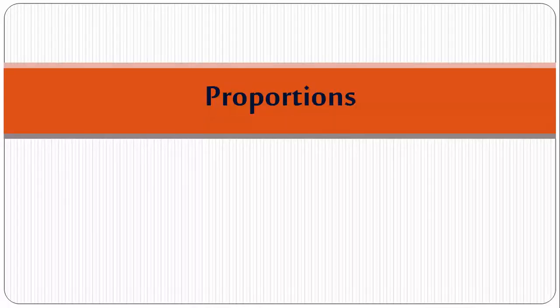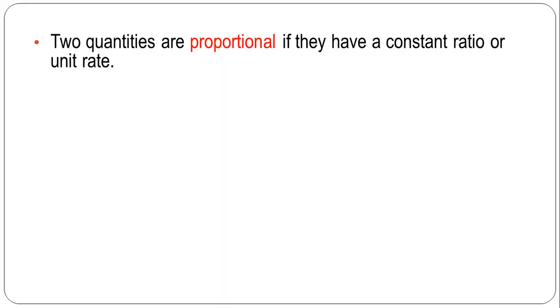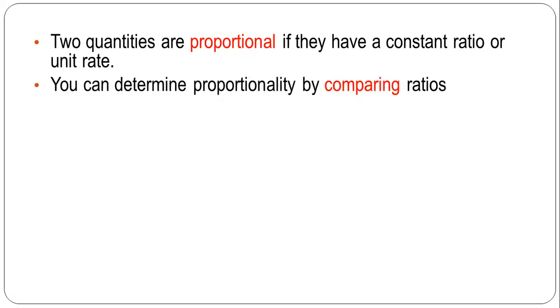Now, let us come to proportion. Two quantities are proportional if they have a constant ratio or unit rate. Kapag yung dalawang quantities or dalawang variable na kino-compare natin ay merong constant na ratio, proportional ang tawag doon, or proportion. You can determine proportionality by comparing ratios naman.